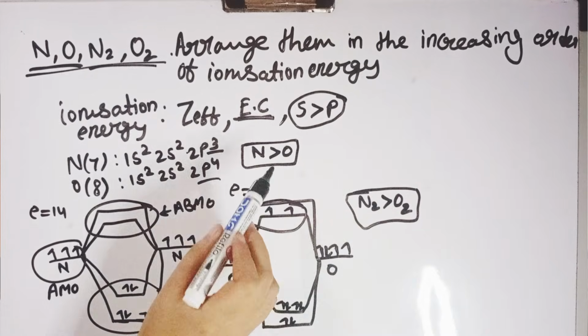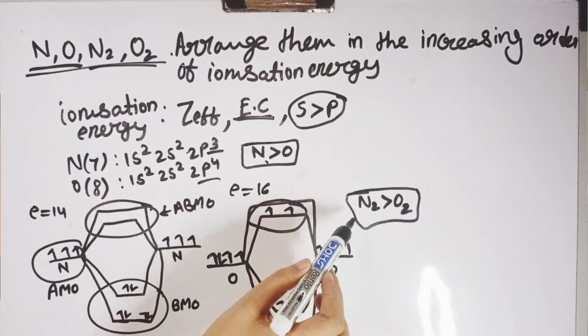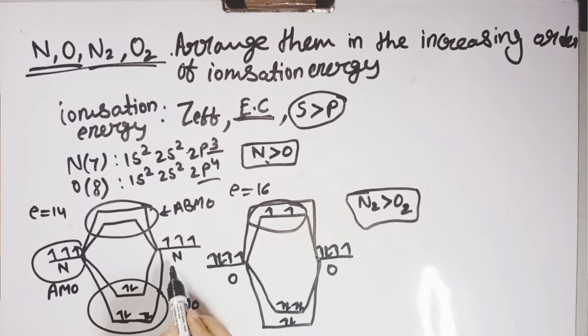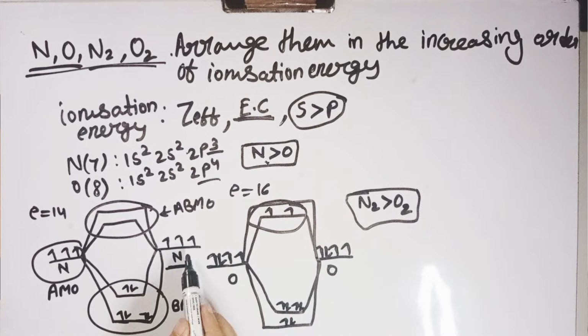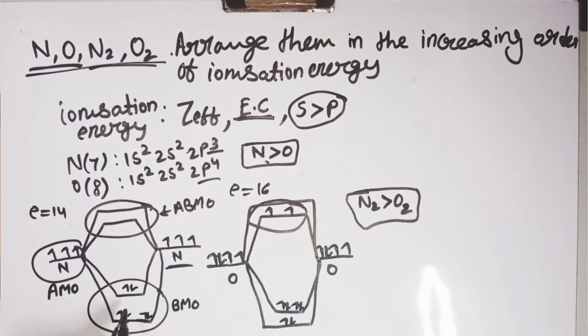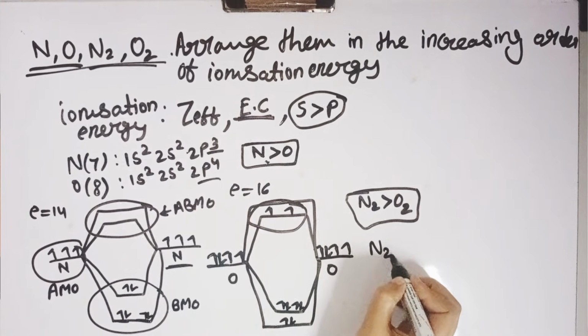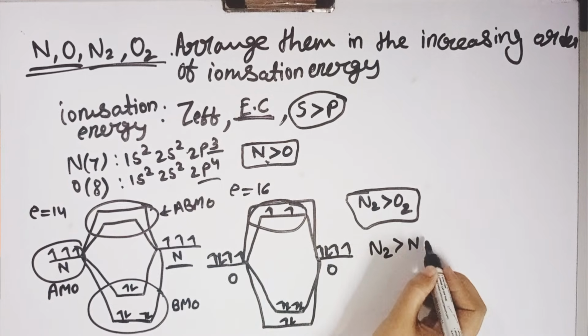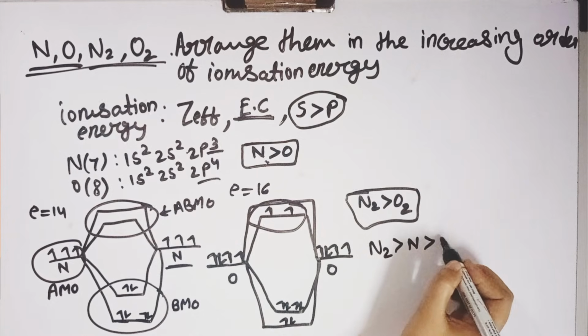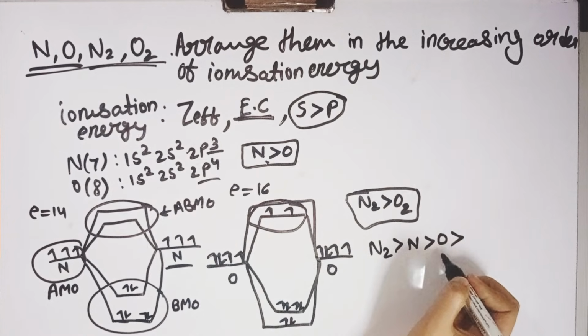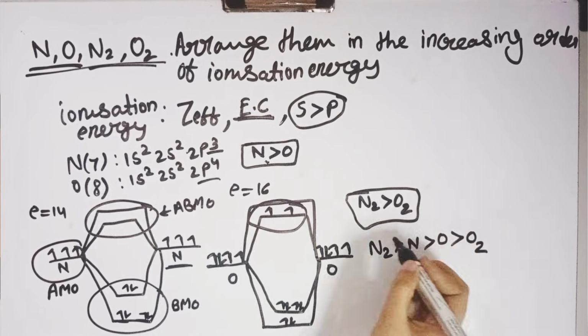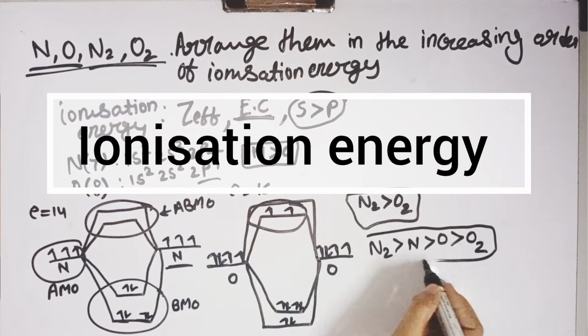Okay, now we will form a relationship between these two. Now look at this nitrogen atomic orbital energy. Now look at this electron. The energy of this electron is here, lower than the atomic orbital energy. So from here we know that the energy of N2 is lower than the energy of N, the energy of N is lower than O, and the energy of O is lower than O2. So this is the order of energy.